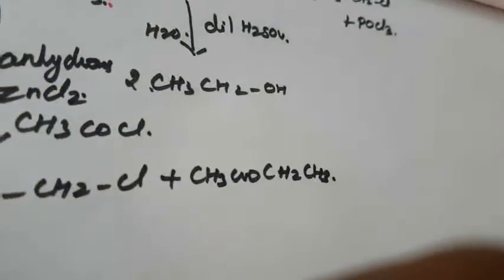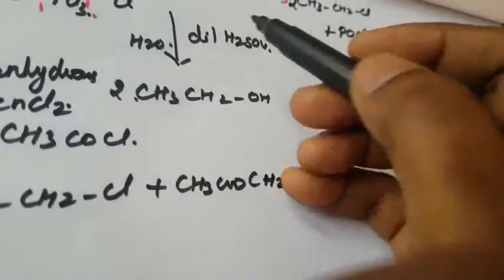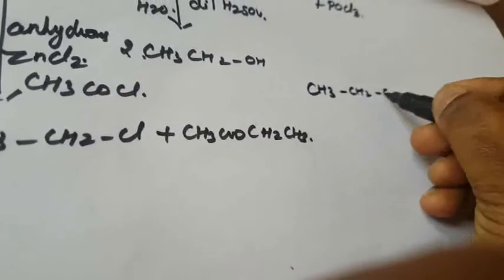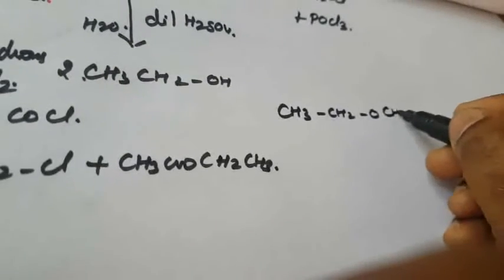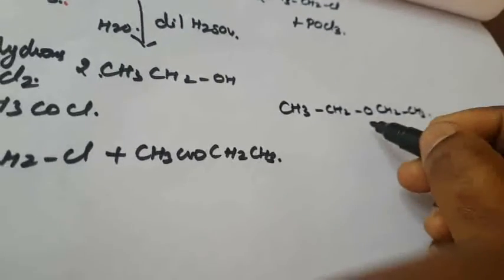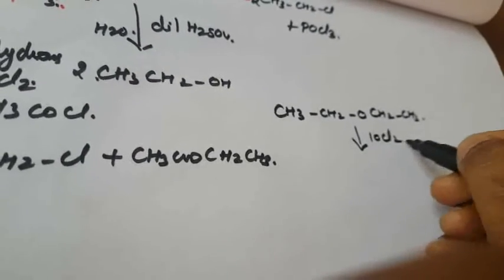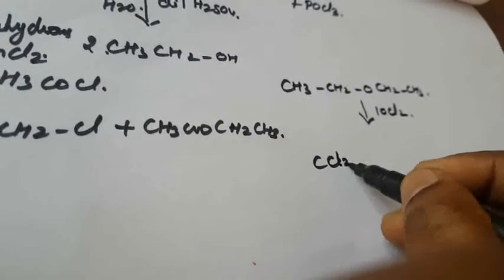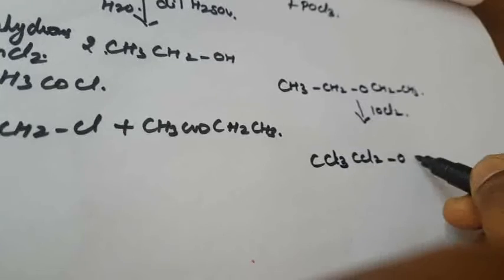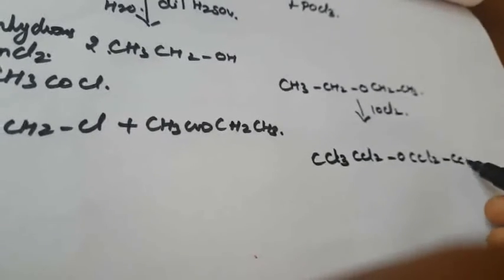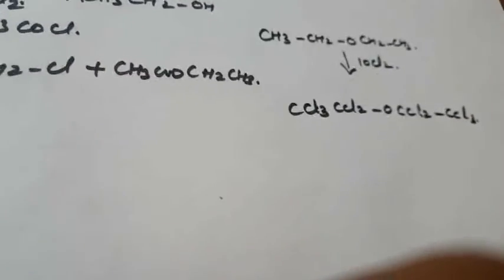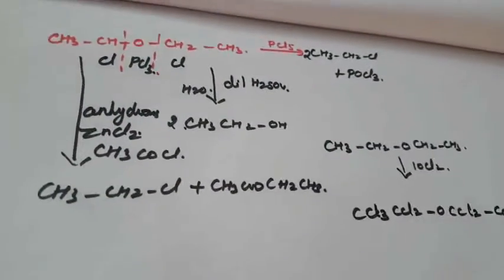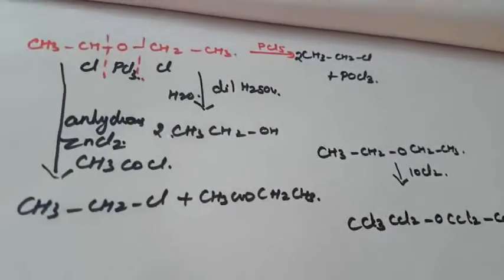Okay, so next, again this compound. What is this compound? Diethyl ether, CH3CH2OCH2CH3. Again it will react with 10 molecules of chlorine. What will happen? All the hydrogens are replaced: CCl3CCl2OCCl2CCl3. All the hydrogens are replaced by 10 molecules of chlorine. Okay, so these are some of the important reactions of diethyl ether.